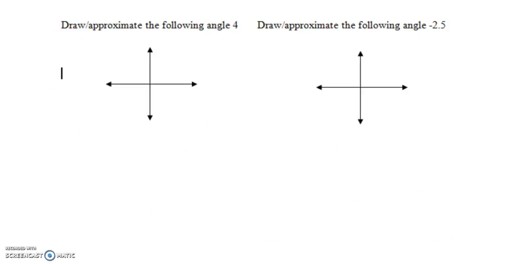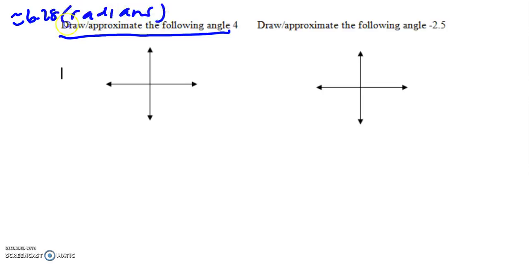It'll help us with examples like this that you might recognize from the last video. Draw or approximate the following angle of 4. So this is what I mean. You're like, angle? This doesn't have any units. Right. So if 4 doesn't have units, you consider that it is in radians. So we just figured out on the last slide that when you go all the way around the circle, that is about 6.28 radians. And I'm just writing radians here in parentheses so you know what I'm talking about, but remember that 6.28 doesn't really have a unit.